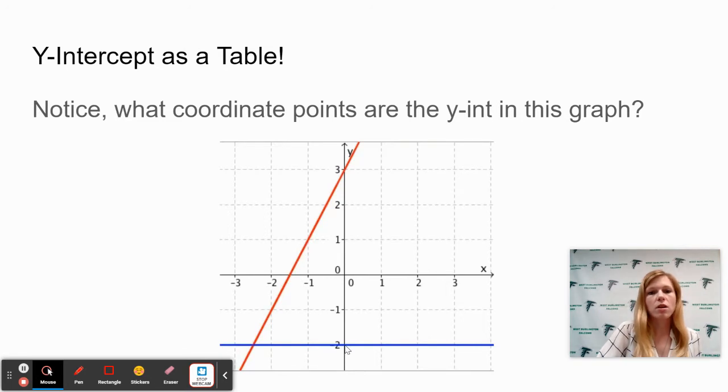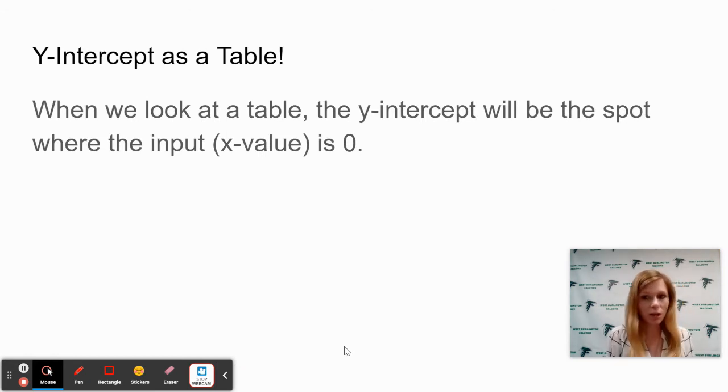Now we need to talk about what it's going to look like as a table. So if I notice, the coordinate point right here that we had just talked about is actually 0, 3. This coordinate point right here is 0, -2. Notice both of those coordinate points have 0 as the x value. So when we look at a table, the y-intercept is going to be whichever spot where the input or the x value is 0. That is the common factor we will see anytime we identify the y-intercept on a graph. That x value is always 0.